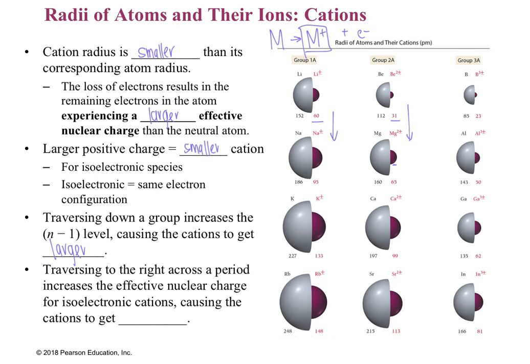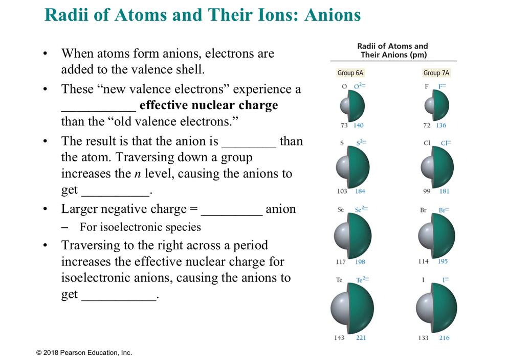And as we go left to right, we're going to get smaller as well, and that's because the amount of charge tends to get larger as we go from left to right. For anions, they're gaining electrons, and so their valence shell is actually experiencing more electrons, and if we know anything about electrons, they like to repel each other.